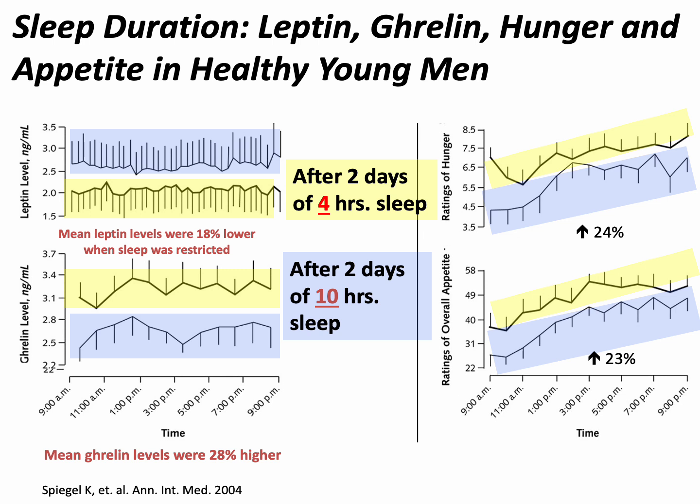The mean leptin level was 18% lower when sleep was restricted, and the mean ghrelin level was 28% higher compared to the sleep recovery condition. Ratings of hunger and overall appetite were also increased in sleep-deprived individuals. Sleep deprivation is yellow and sleep recovery is blue.